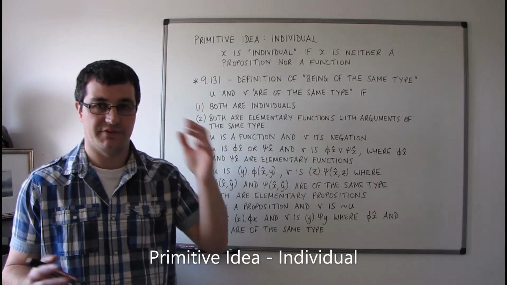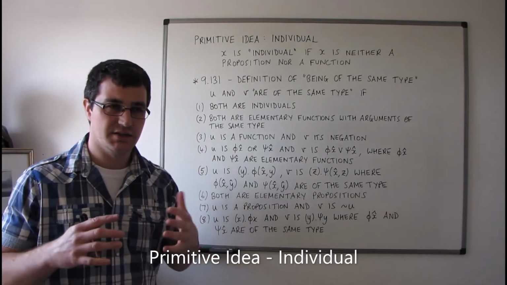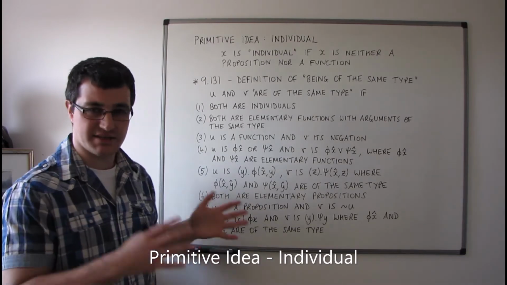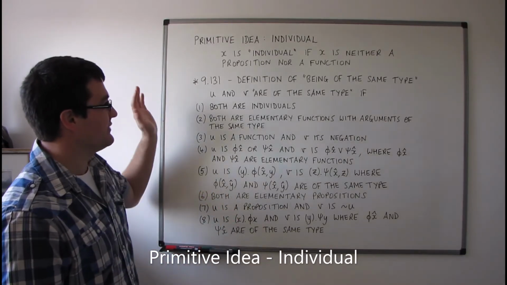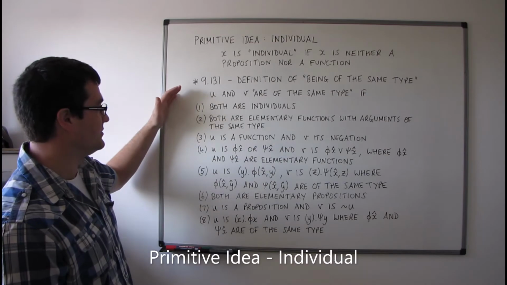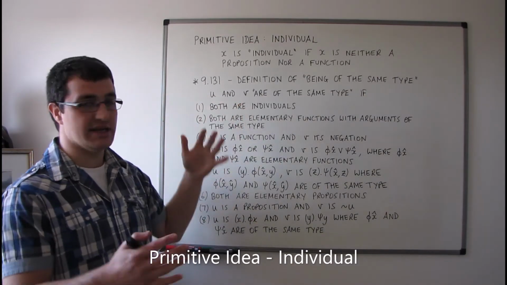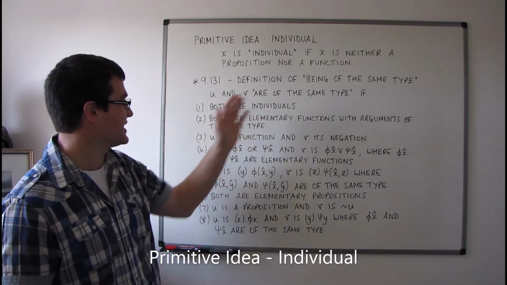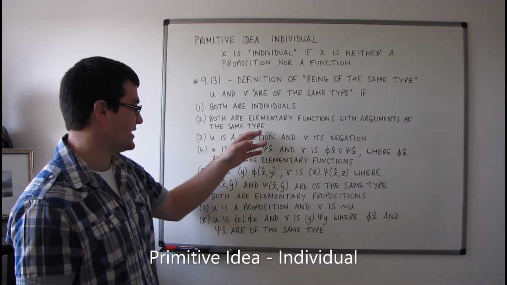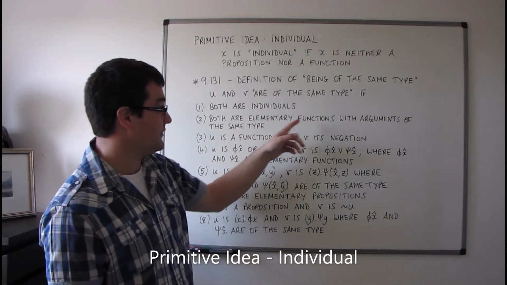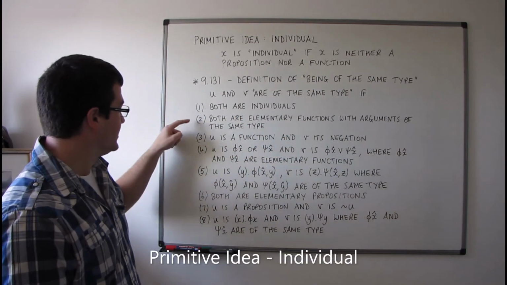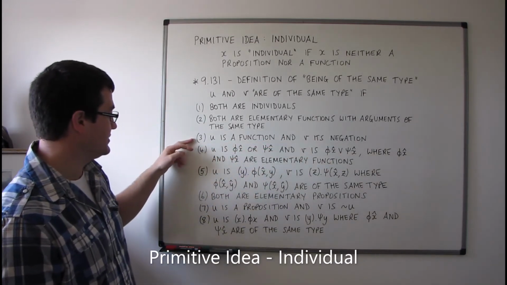Okay, now we've got a definition. I'm not going to spend too much time on this. It's not something that's really terribly important to us at this stage. It is there, so I'm going to mention it, but it's the definition of being of the same type. This is 9.131. There are 8 ways to tell whether U and V, two things, are of the same type. U and V are of the same type if: 1, both are individuals; 2, both are elementary functions with arguments of the same type, bearing in mind that elementary functions will take individuals as arguments; 3, U is a function and V is its negation.